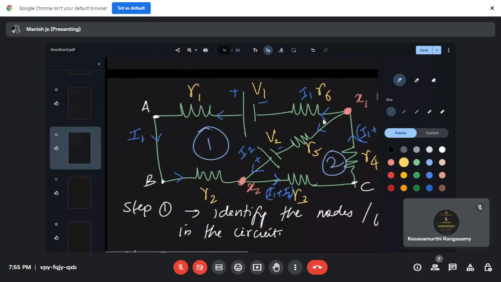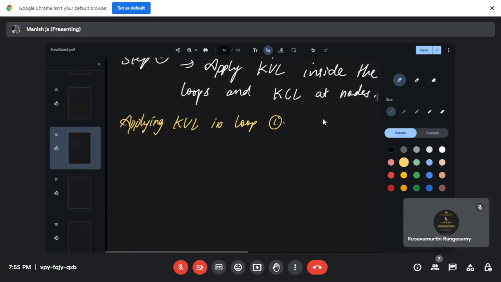So I started from A and again I will come back to A. Only then the loop is complete. Again I'm telling you, you will start from A, B, X2, X1, A. That is the first loop. So I'm writing it here: A, B, X1, X2, A. So this is a closed loop, the first loop.